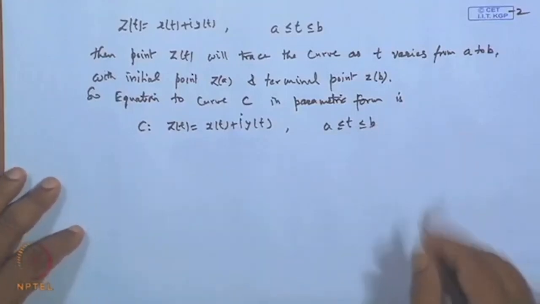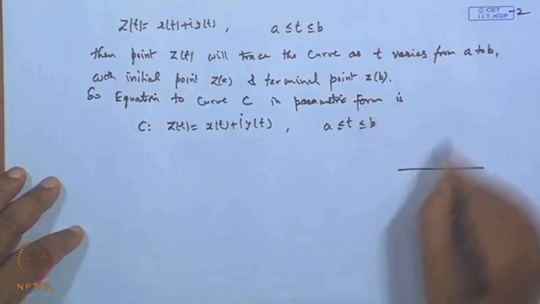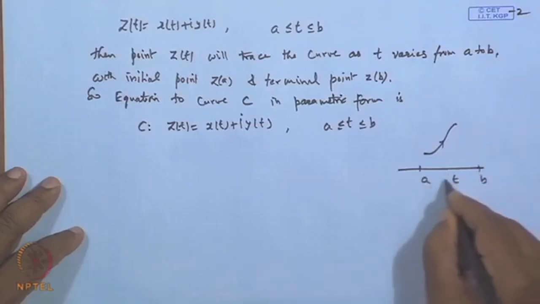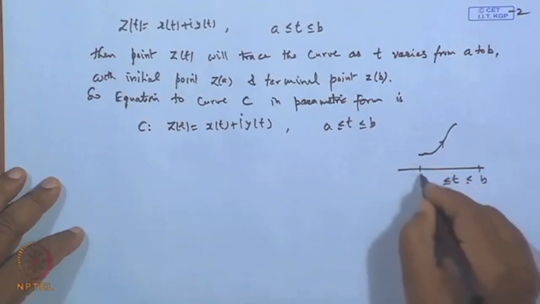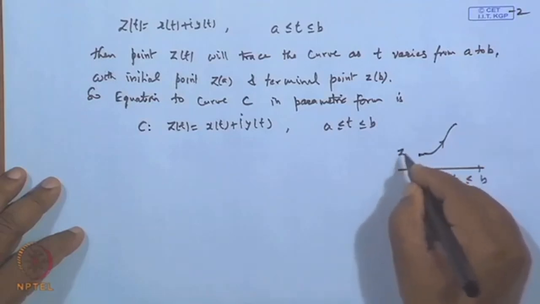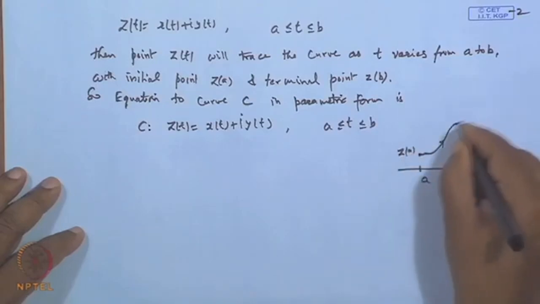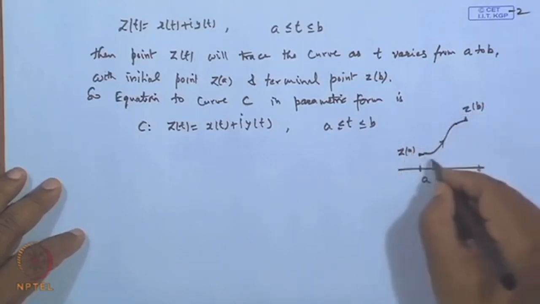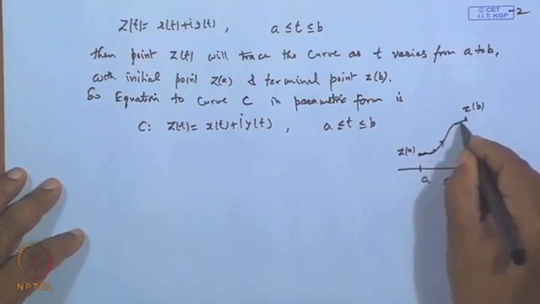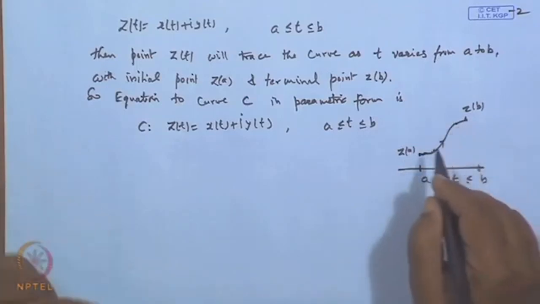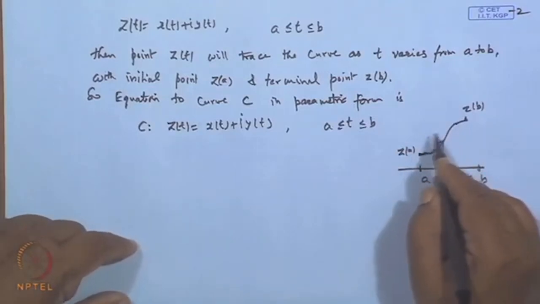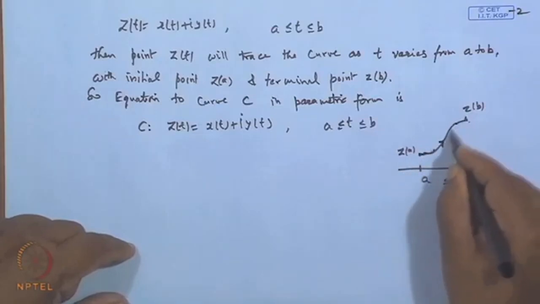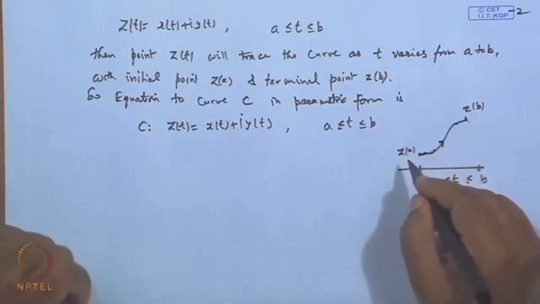Now, when we say the curve, this is our curve, here is the interval ab. t is varying over this interval. So, corresponding to a, we have a point here, say z(a). Corresponding to b, we have a point, say z(b). So, as t varies, the point on the curve varies, so it will trace a curve. Now, this curve depends on the direction, because it can go in this way or maybe in the opposite direction.